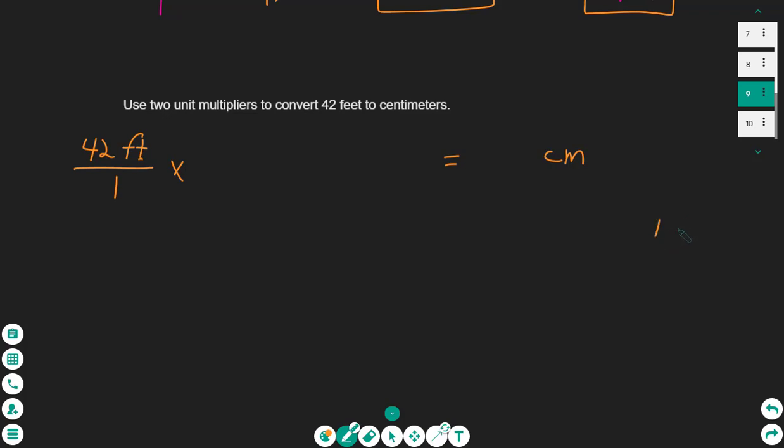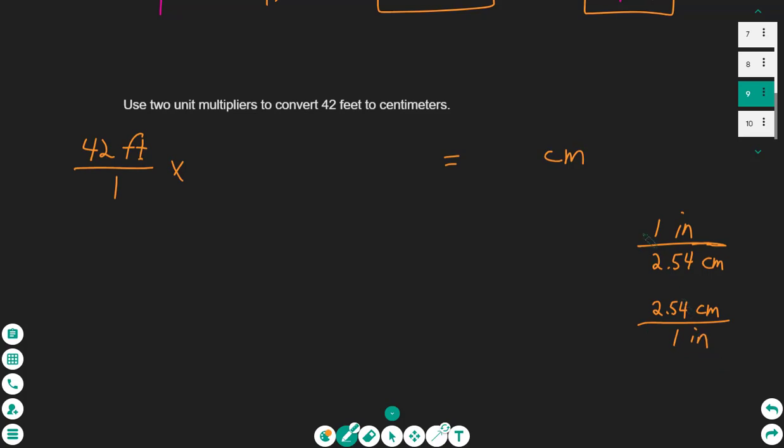So 1 centimeter is the same thing as 2.54. Oh, I'm sorry, I have this backwards. 1 inch is equal to 2.54 centimeters. Okay? So that is one unit multiplier. Another unit multiplier would be the reverse, or the flip, of that: 2.54 centimeters is the same thing as 1 inch.